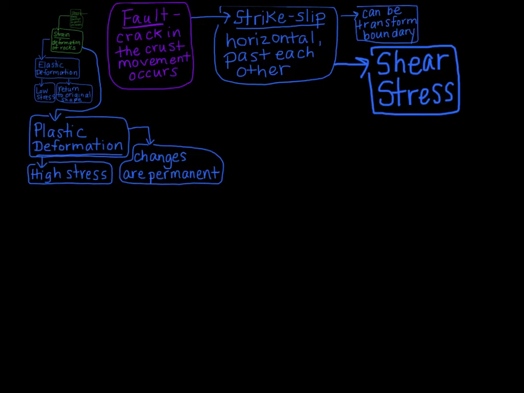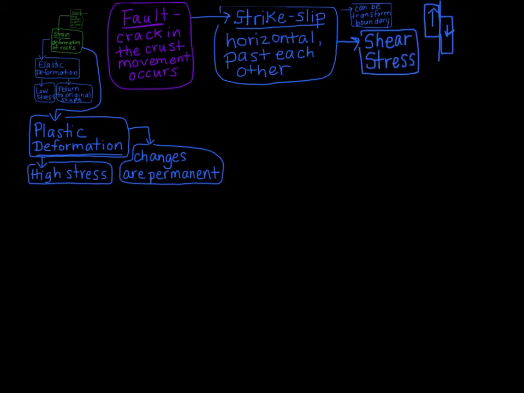So if we drew two plates of rocks side by side along a fault line, and the fault would be this line right in between them, shear stress would cause one side to move in one direction and would cause the other side to move in the opposite direction. They slide past each other just like we described for a transform boundary.